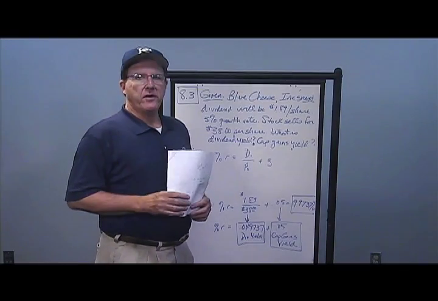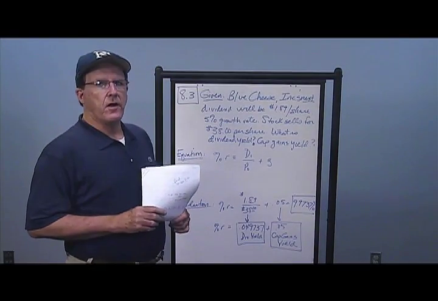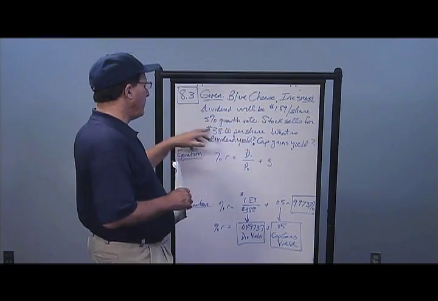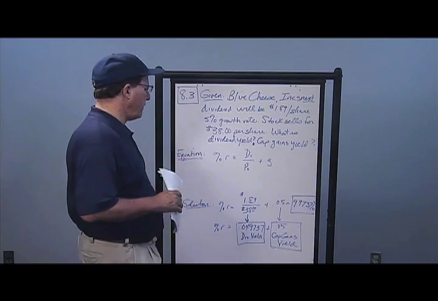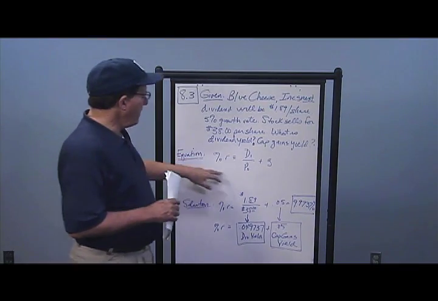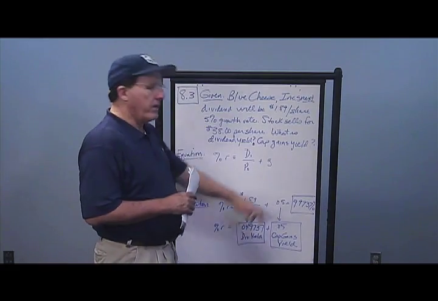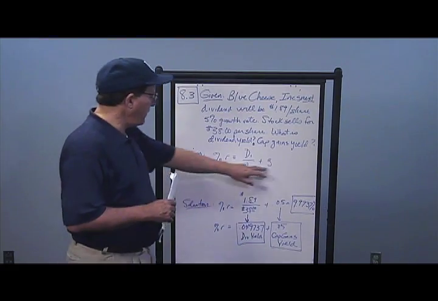In problem 8.3, using the givens from problem 8.2, I'm going to use the same information. Next dividend is $1.89 a share, 5% growth rate, the stock sells for $38. Find the 2 components of required return. Last time we found the required return to be 9.9737%. Now give me the 2 pieces of that.